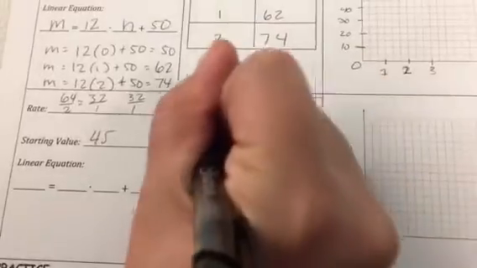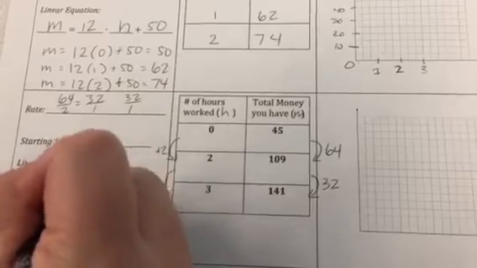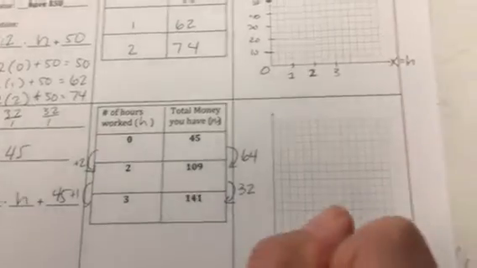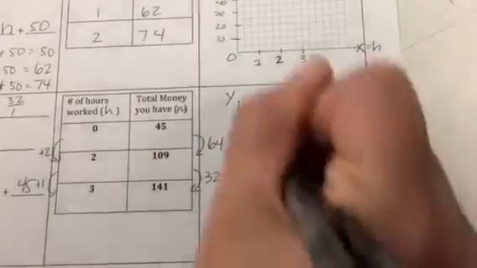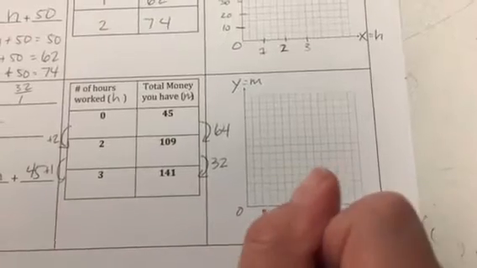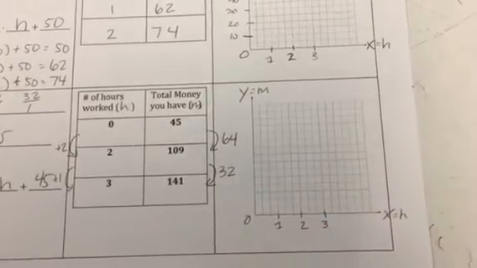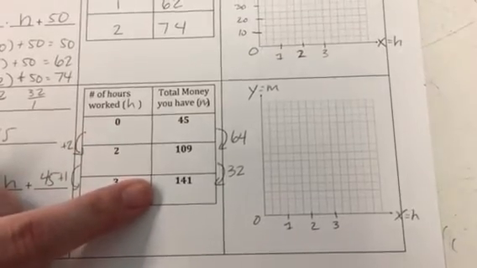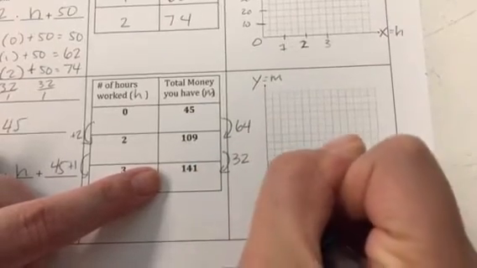My equation, I'm gonna say H for hours, M for money. So total money equals 32 times the number of hours plus $45. And for labeling my graph, I still have my X and my Y, which is hours and money. And I'm gonna use the same scale for my hours. And I think it would make more sense this time to break everything up maybe by 25s. Something a little bit bigger so I can get all the way up to 141.